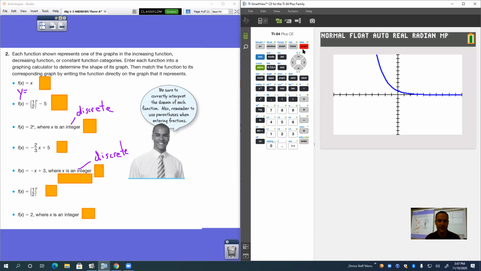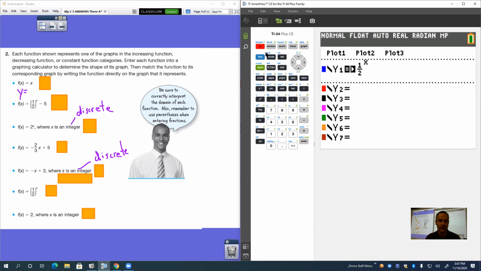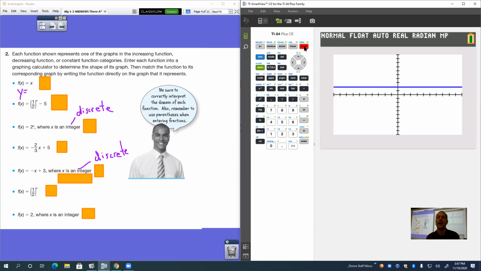This is what your graph looks like. And then go back to y equals. We have f of x equals 2, so we're just going to type in the 2. There's no x in this one. What happens there is that you have a constant, so you have a straight line going across.